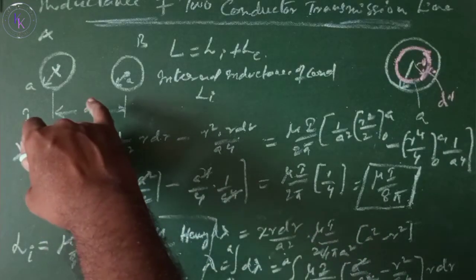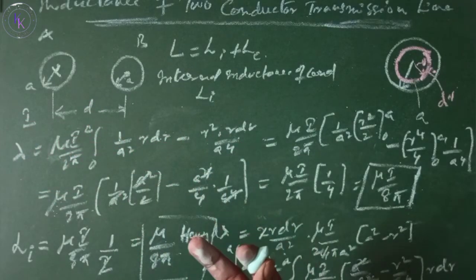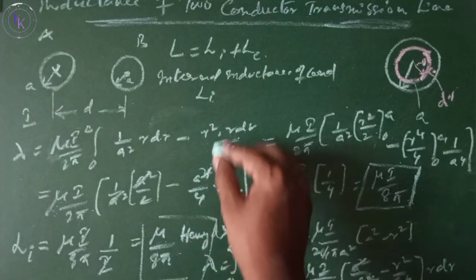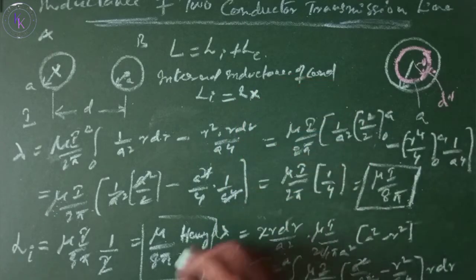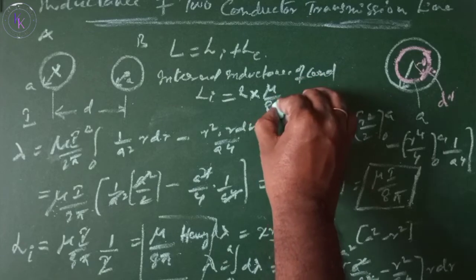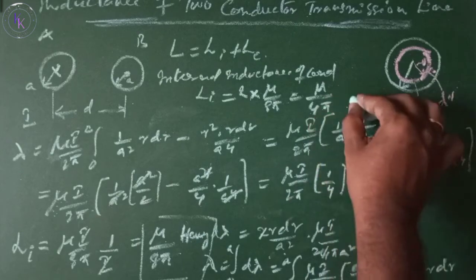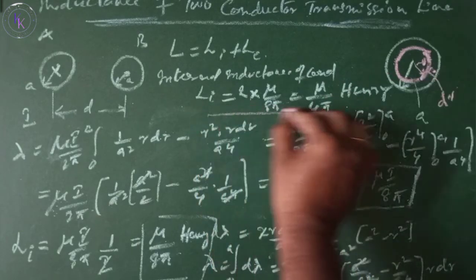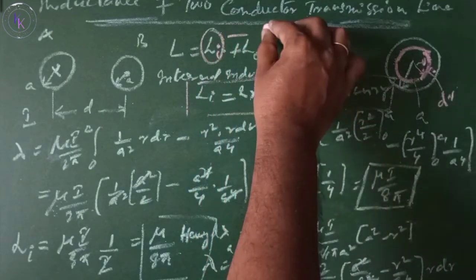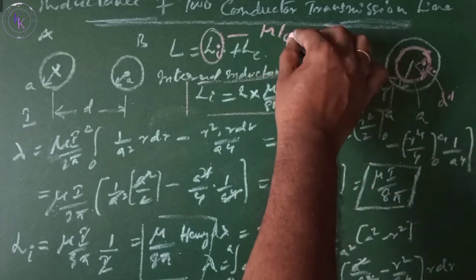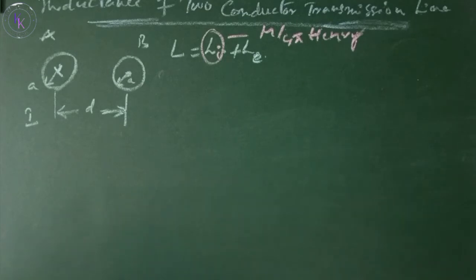But in our case, that is a 2 wire transmission line or 2 conductor transmission line, we will be having 2 conductors. So Li in this case is 2 conductors multiplied by the internal inductance of a single conductor, that is mu by 8 pi. Then you are going to get mu by 4 pi Henry. In our case, Li is given by mu by 4 pi. We found only the internal inductance of a conductor. Let us find out the external inductance.